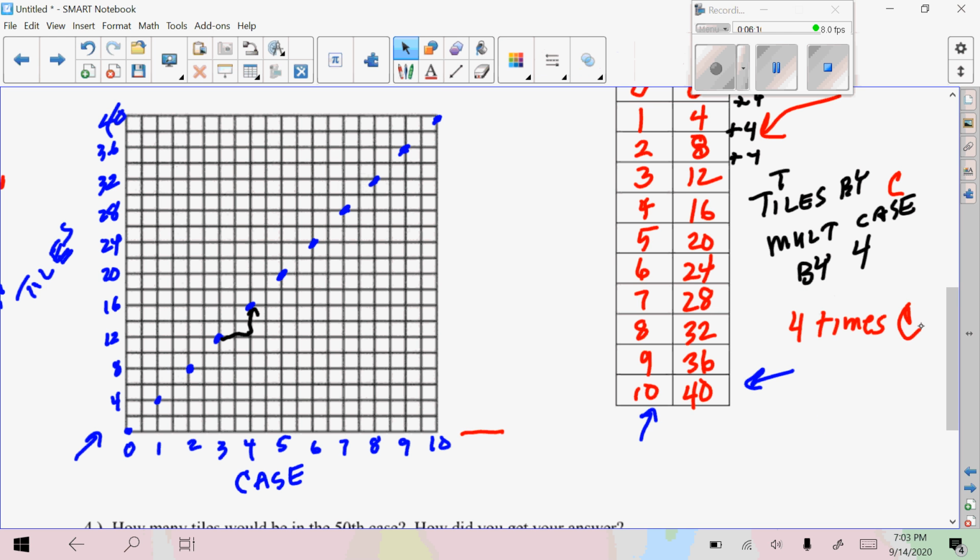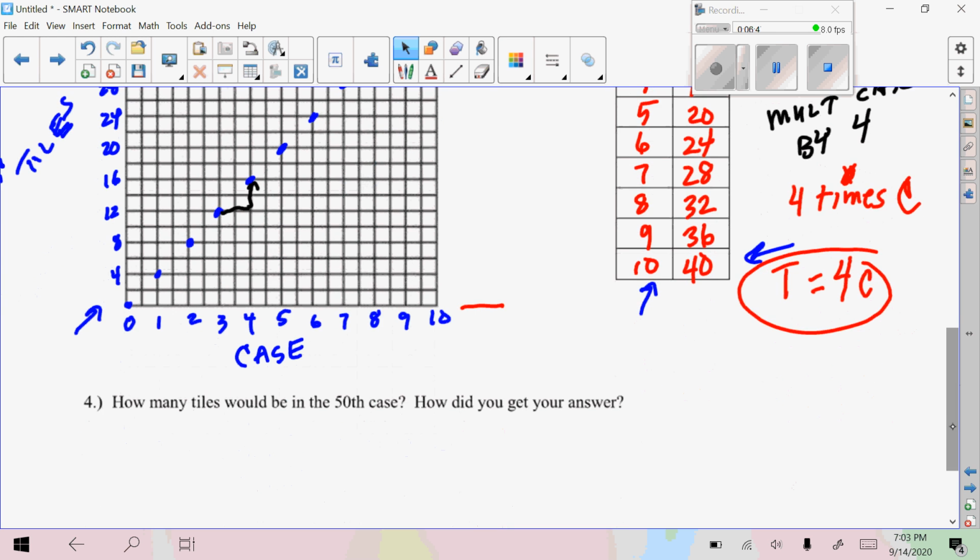And we can even write that in shorthand in algebra. Whenever we're doing multiplication, we could use a times symbol, but the X, we often use that as a variable, so we don't really like to do that. And a dot kind of looks like a decimal. So when we want multiplication, we just put the letter right next to the number. And to say that 4 times the case number is how we get the number of tiles, in other words, it equals the number of tiles, T. So there's our equation. Now think about that equation and see if you can do number 4.